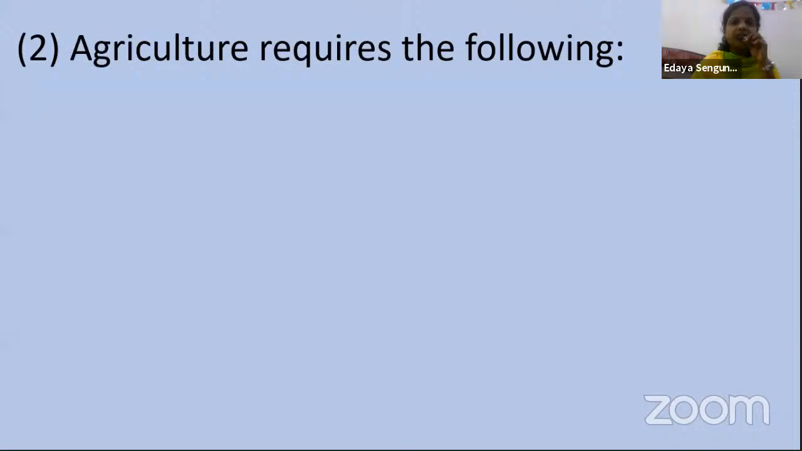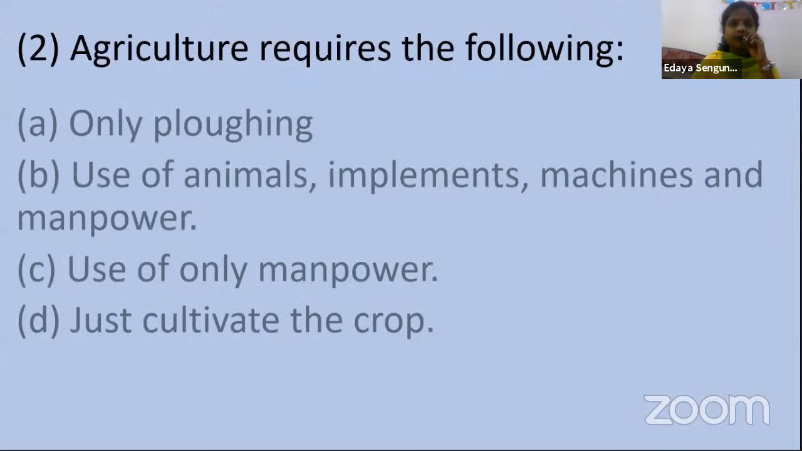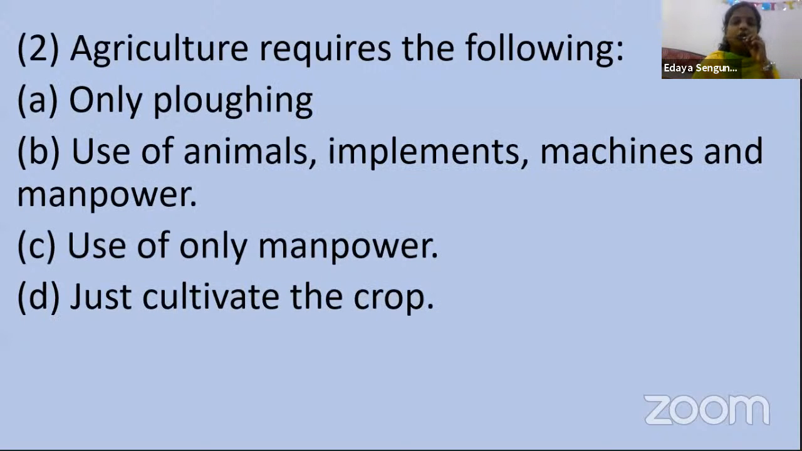Agriculture requires the following: A, only plowing is enough; B, use of animals, implements, machines and manpower; C, use of only manpower; D, just cultivate the crop. Only plowing is not enough. Only manpower is not enough. Just cultivation is not enough. Use of animals, implements, machines, manpower, option B is the right option. Very good.